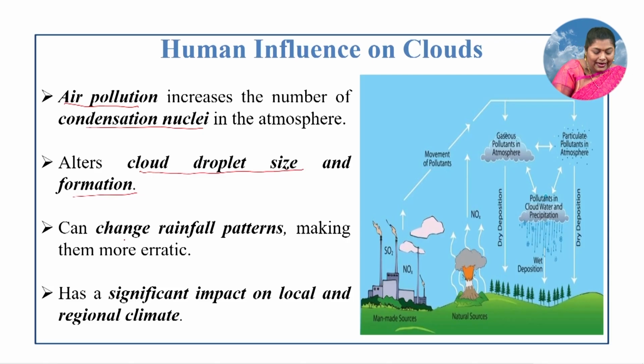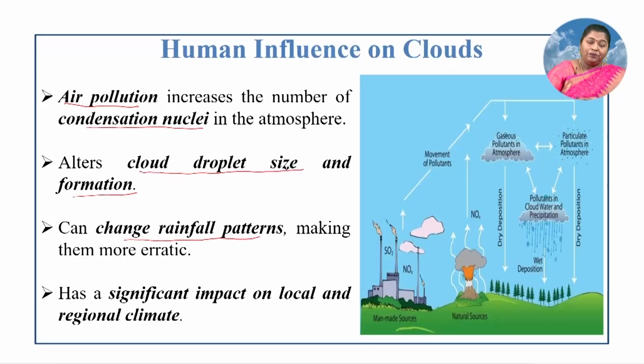It can change the rainfall pattern. The usual pattern will differ because of these human influences. And then it has a significant impact on local and regional climate. So because of the change in the formation of clouds due to human impact, there is a change in the local as well as the regional climate.